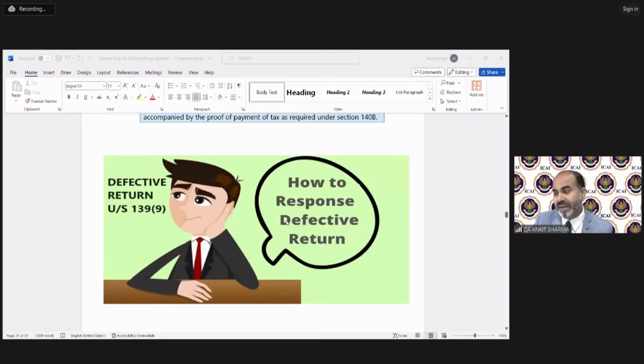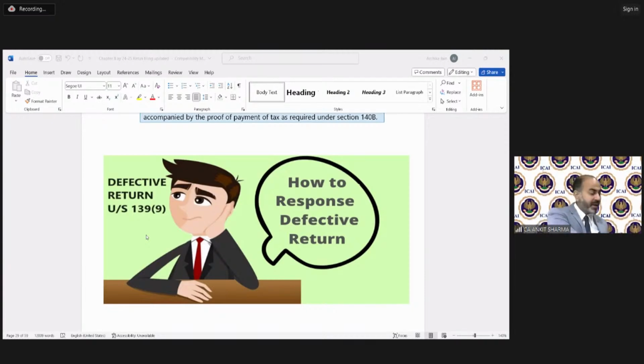Next is defective return. As somebody was asking, if we do not pay tax, what will happen? So this will happen. A defective return is one where, in the opinion of the assessing officer, some information that should be in the return, such as proof of tax or any other information, is missing. Listen carefully, it will be called a defective return, not an invalid return. If it is a defective return, the assessing officer will give you 15 days time to rectify that defect.